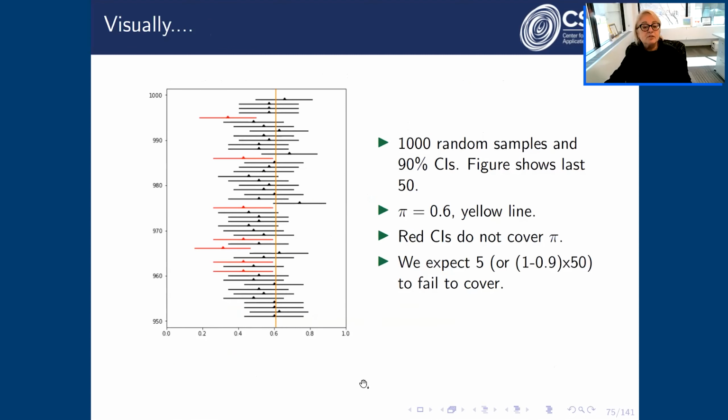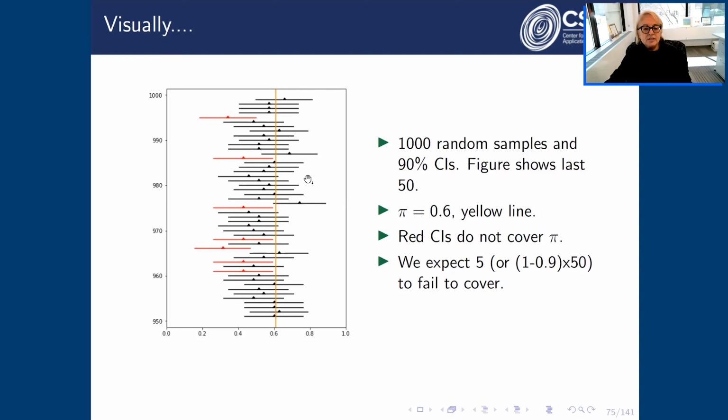So this is the same story, but visually. Imagine I draw 1,000 random samples from some population and compute the 90% confidence intervals. What I'm showing you here is the last 50 of those 1,000, so this is number 950 all the way to number 1,000. Let's suppose that in this example, the true population proportion pi is 0.6, or 0.61 or something, and that's marked by this yellow line over here.